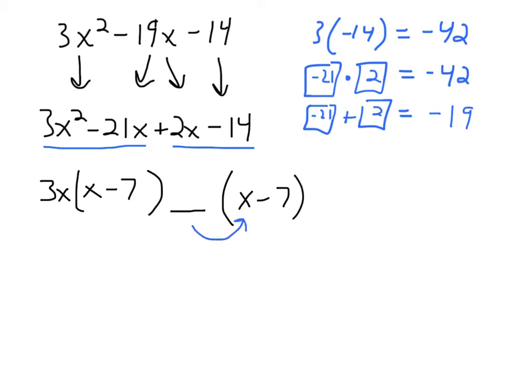And now we kind of want to multiply backwards. What number do we have to put right here in front of this second set of parentheses so that it would multiply out to equal 2x minus 14? And it's a positive 2 this time, so plus 2. And then our answer would just be x minus 7 times 3x plus 2.